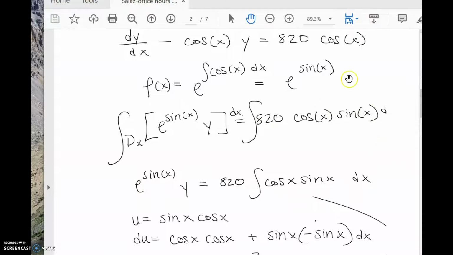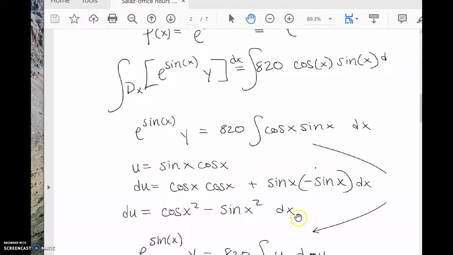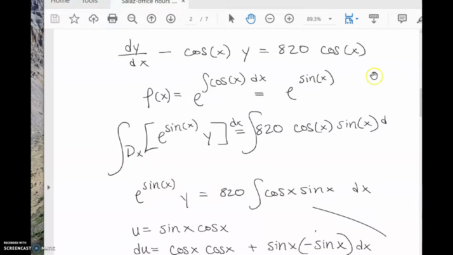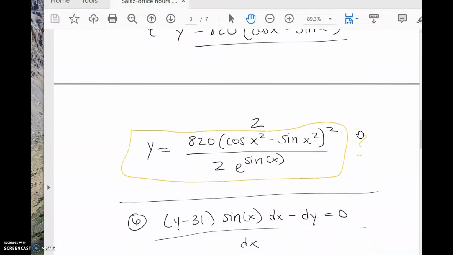We haven't learned this technique yet. So you probably did some research to figure out how to integrate cosine x sine x. That's not an easy integral to do, though. Yeah, you did some manipulation. But yeah, this should be a lot easier actually if e to the sine x is here instead of sine x.